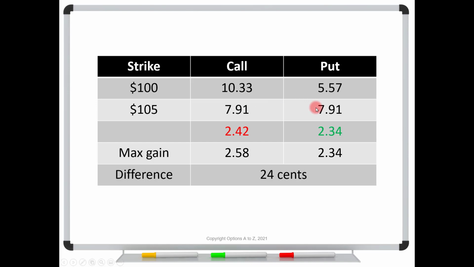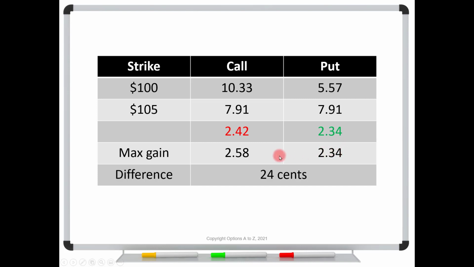But regardless of where the stock price is, if we look at the call spread, in this case, it comes up to a cost of $242. And if we pay $242 and we can make 5, our max gain is $258. Over on the puts, if we were to sell this spread, which would give us the same bull spread, I would be receiving $7.91 and spending $5.57. I get a credit of $234, and therefore that is my maximum gain.